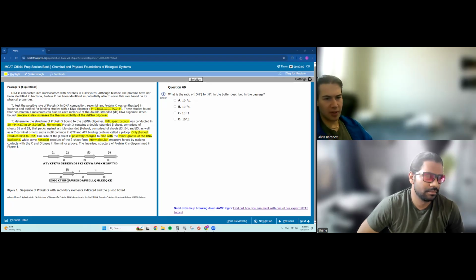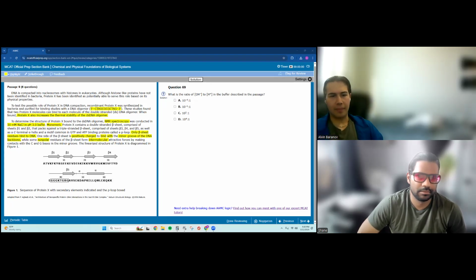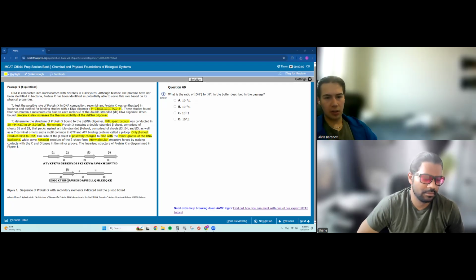Recombinant protein X was synthesized in bacteria and purified for binding studies with the DNA oligomer. And okay, these studies found that two protein X molecules can bind to each molecule of the double-stranded DNA oligomer. When bound, protein X also increases thermal stability of dsDNA oligomer.